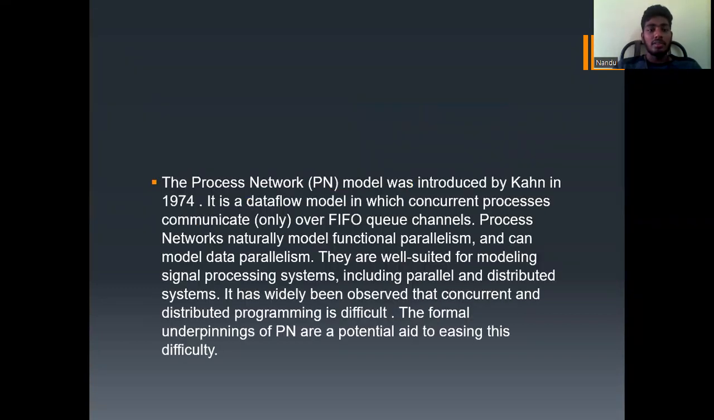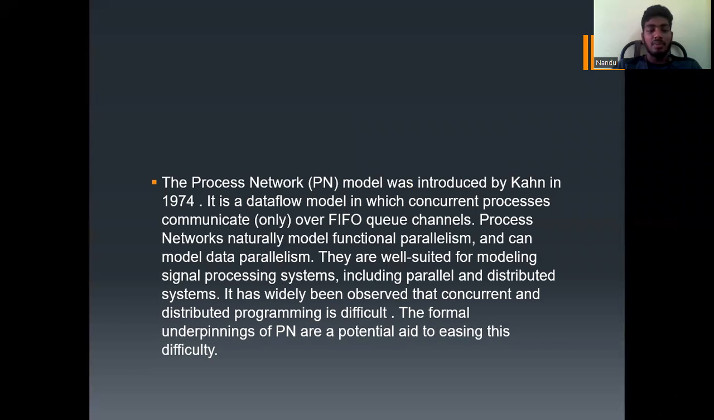The process network (PN) model was introduced by Kahn in 1974. It is a data flow model in which concurrent processes communicate only over FIFO queue channels, first in, first out channels. Process networks naturally model functional parallelism and can model data parallelism. They are well suited for modeling signal processing systems, including parallel and distributed systems.